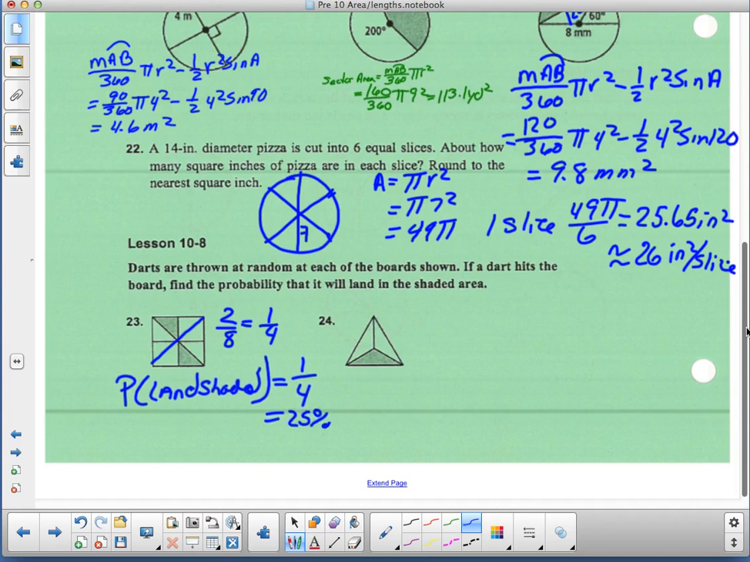Now in this next one, in 24, I have my triangle evenly split up from the center to the vertices. So these are all 120, okay? They're 3 equal parts. So again, the probability of landing shaded here is going to be 1 out of 3, or 33 1/3%.